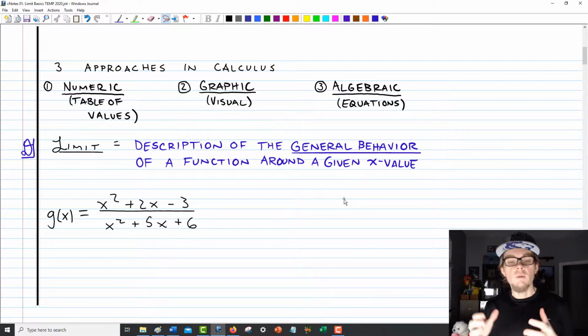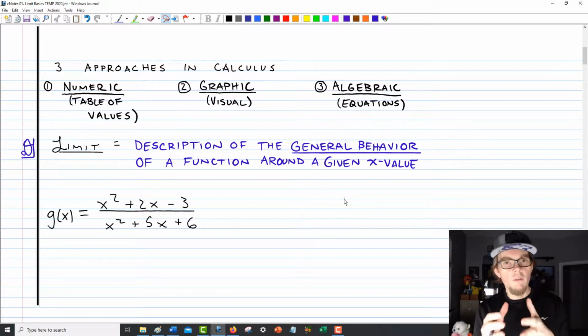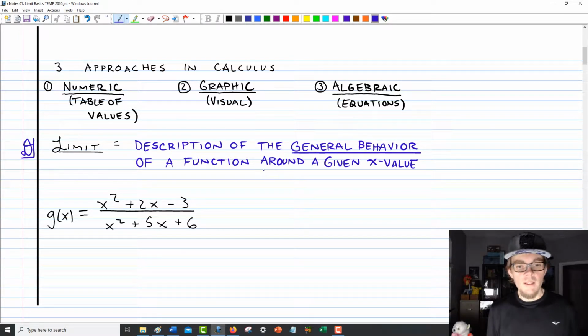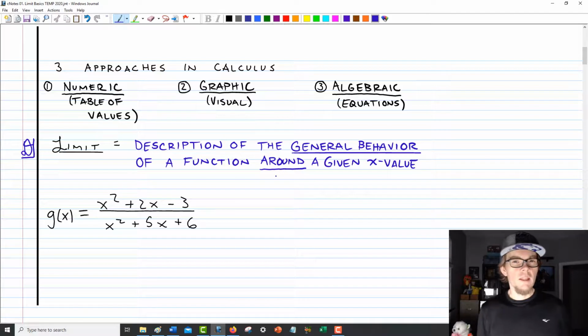So what I mean is we're not necessarily talking about a particular point. We're saying kind of in general. We're making a broad observation of what is going on here. And then from there it says that it's a description of the general behavior of a function around a given x value. And as you read this, you might get the feeling that this is really imprecise.